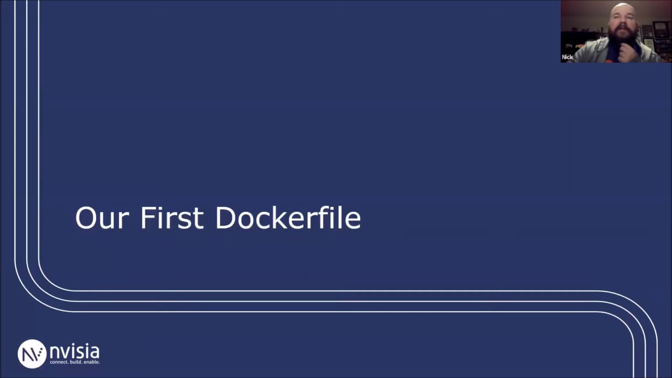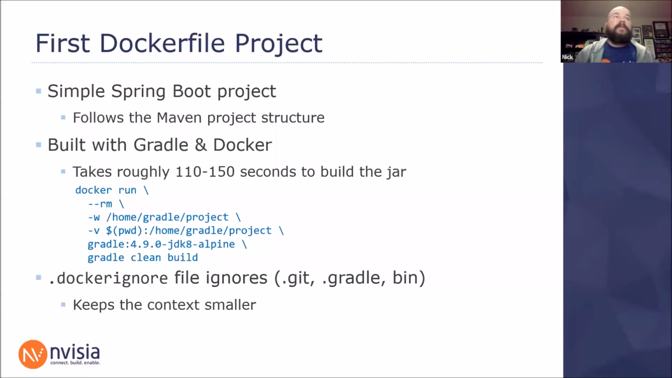All right, so let's take a look at our first Dockerfile. We're taking a simple Spring Boot project, which follows the Maven project structure. The development team has already built it with a combination of Gradle and Docker, and it takes roughly 2 to 2.5 minutes to build. So here you'll see we have our run command. This is how they're building it.